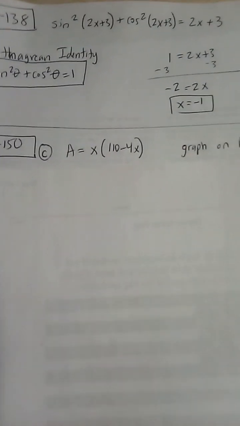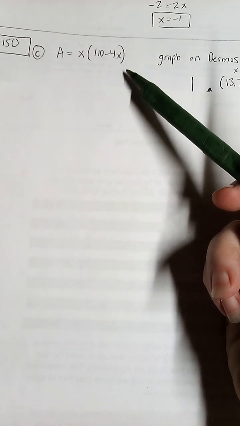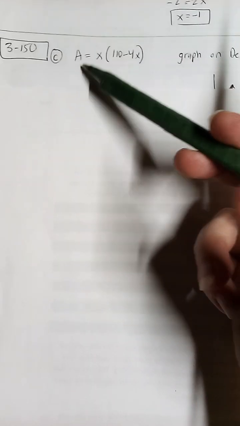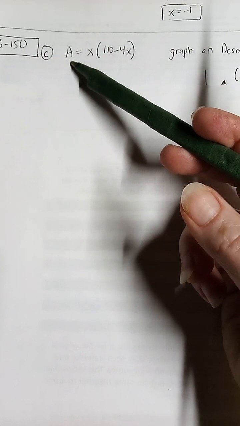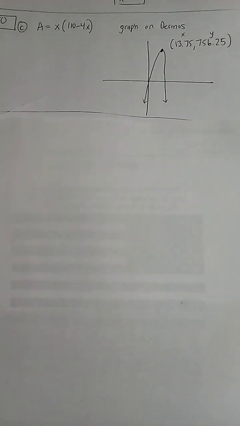The next problem is 3-150, and this one is about a maximization problem. They're trying to maximize their area. So once you find the equation for the area, you can type that in as y into Desmos, and this gives you a parabola, and the parabola ends up being a downward facing parabola.